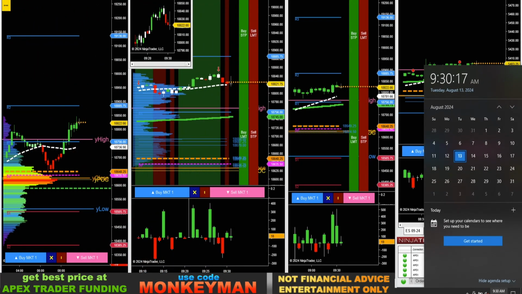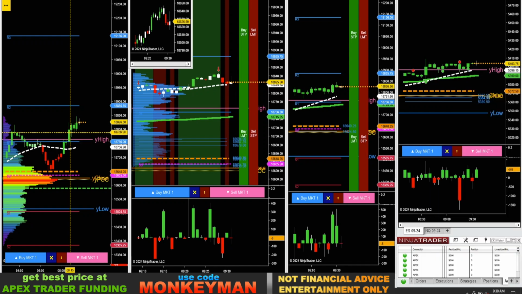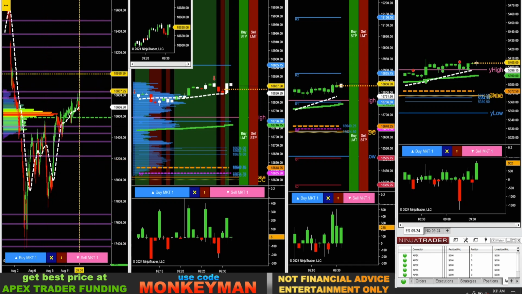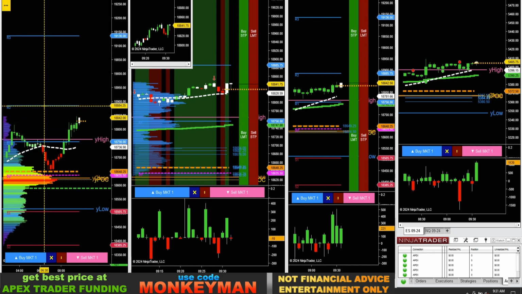Market just opened, 9:30. Had a push higher after the news came out. See a little level at 1880 and went up around 19,000. Got R2 around 1880 as well.